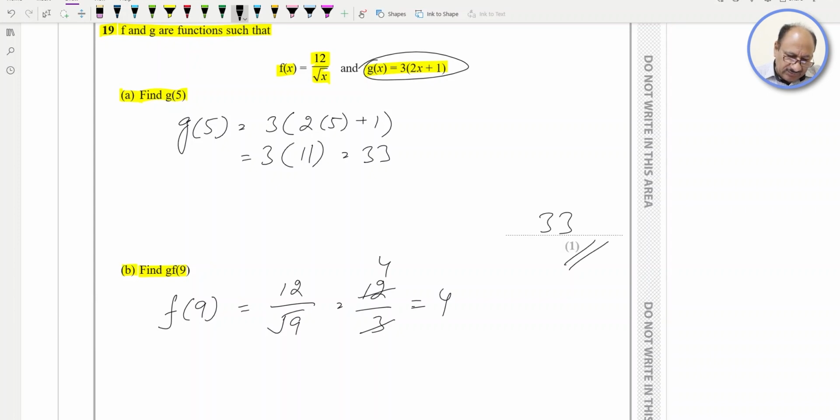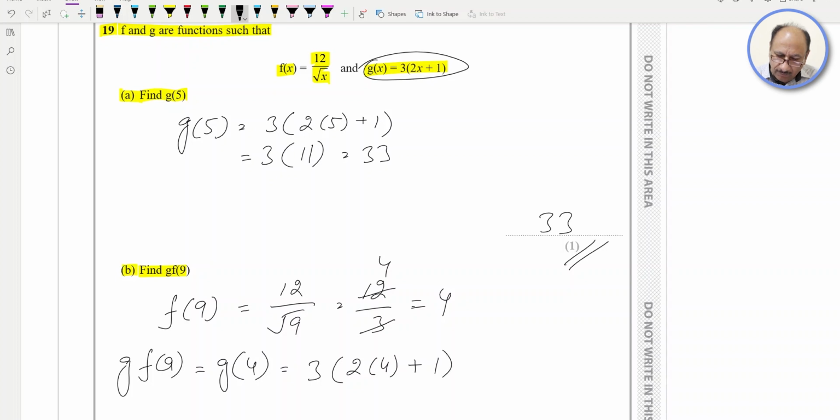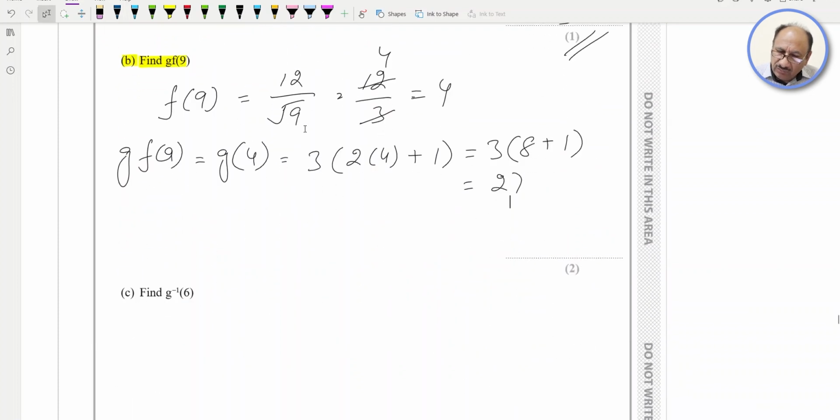So it means now we will apply g of f of 9, and f of 9 is 4. So we will find g of 4, and in g of x we can replace x with 4. That will be 3 into 2 into 4 plus 1, and this will be equal to 3 into 8 plus 1, which is 9. So 9 times 3 will be 27. So our answer will be 27 over here, which is a 2-marks part.